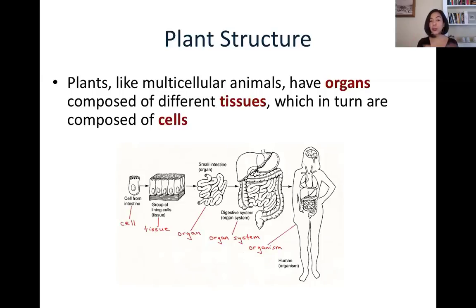And several tissues form the organ. In here we have the small intestine. And the organ system is going to be formed by several organs. So this is the digestive system. And several systems form the organism. In this case, they form us, right? So the same thing is going to happen in plants. We're going to have organs composed by different tissues and then tissues that are composed by cells.